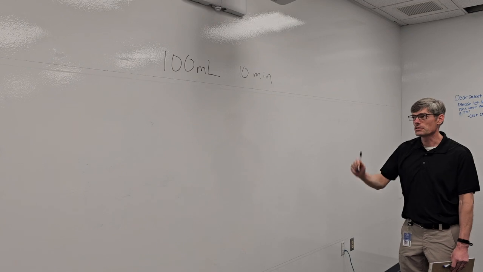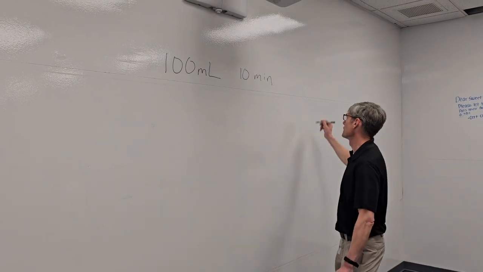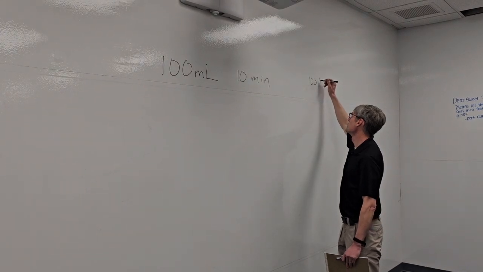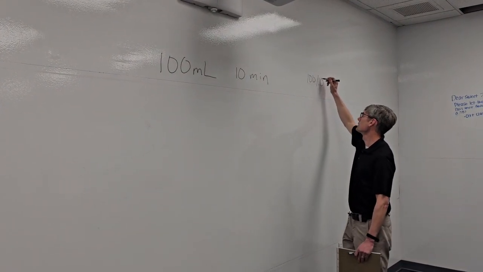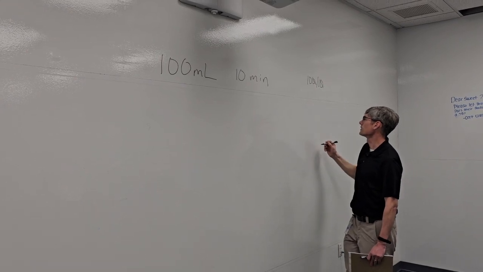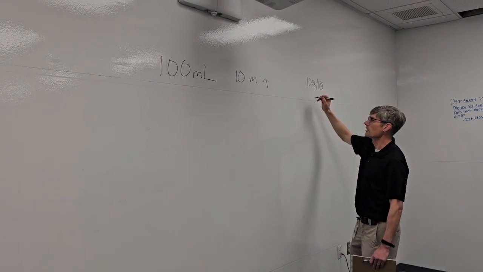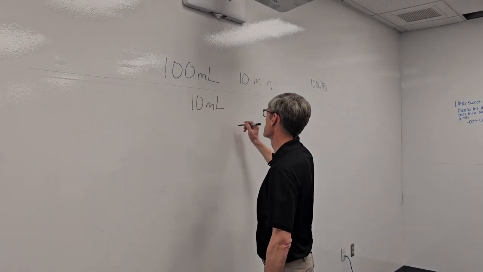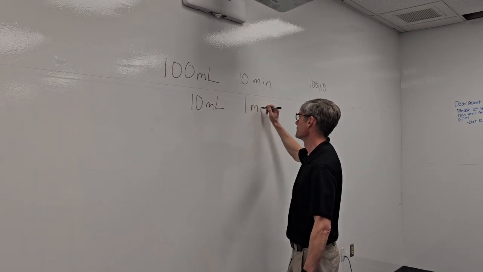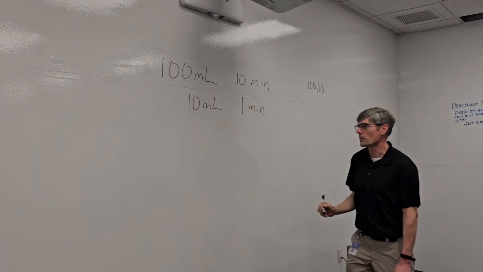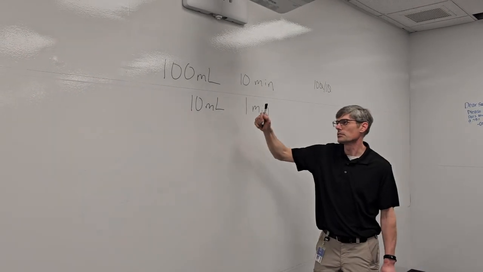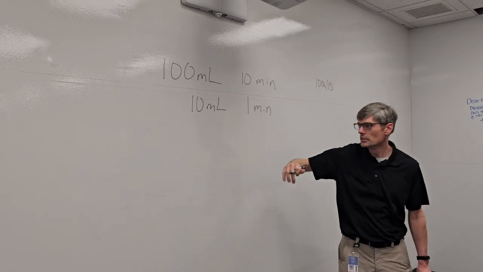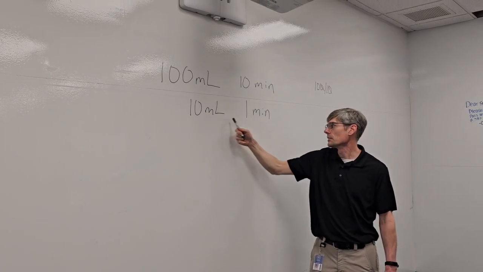So in order to do this part, we're going to say, well, what is 100 divided by 10? So we can cross out zeros. So we know now we're going to give 10 milliliters over 1 minute. So if you have your pump and you're ordered to give a 100 milliliter bag over 10 minutes, you're going to set your pump to 10 milliliters per minute.